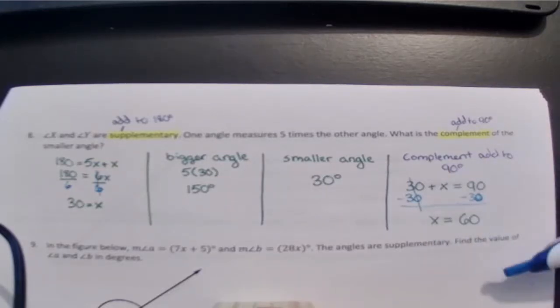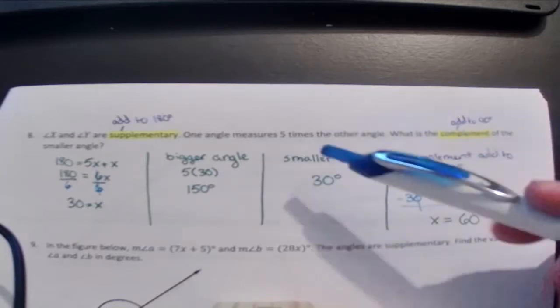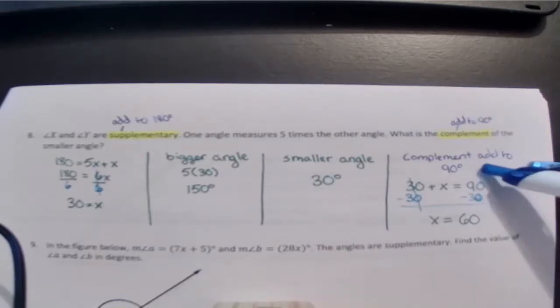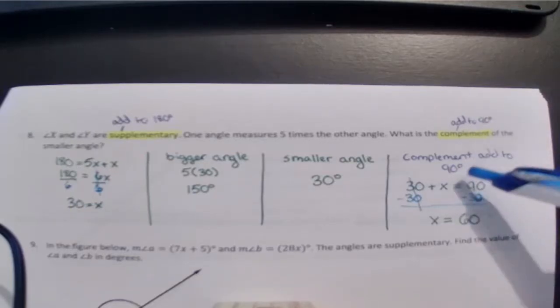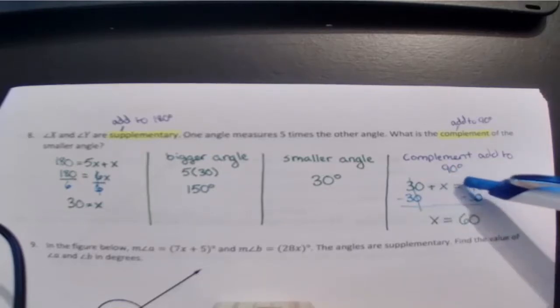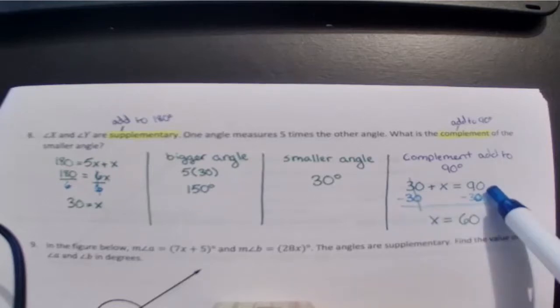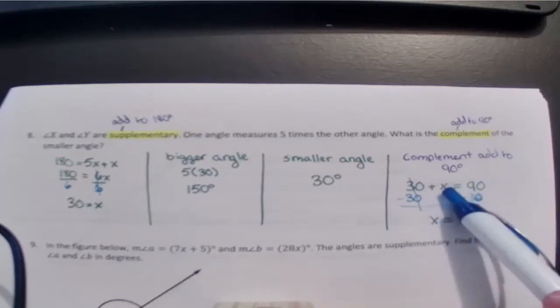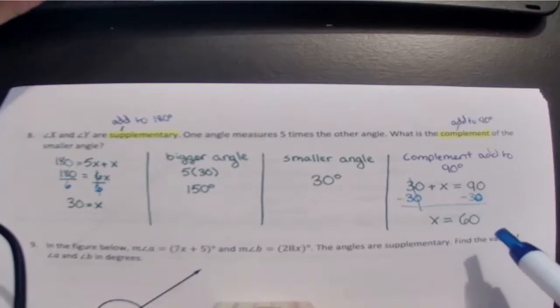To actually find the answer, we have to now find the complement of the smaller angle. That's why I remind you what the complement was, even though I also had it up there. So our small angle is 30. We don't know what the complement is yet, but we do know it has to equal 90 degrees. So I set up this equation here. Now I subtract 30 from both sides to get x by itself, and now I know x equals 60. So the answer would be 60.